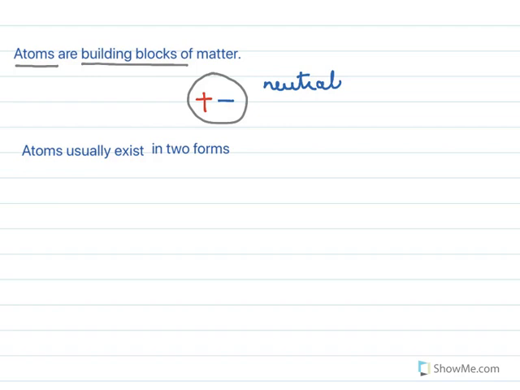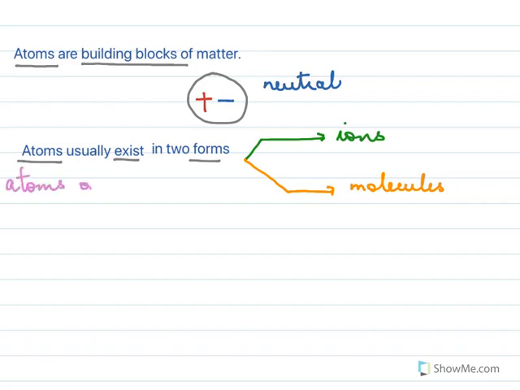Now, atoms usually exist in two forms. They sometimes exist as ions and sometimes they exist as molecules. You usually don't find atoms existing on their own. However, there are a few atoms that exist on their own, and those atoms are the atoms of rare gases or noble gases.